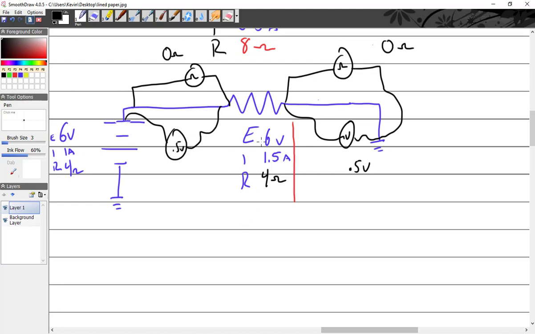Uh-oh. Well, what is the resistance of the wire? 1 volt total. About that. It's Ohm's law, E equals I times R. If I have 0.5 of a voltage drop and I have 1.5 amps of current, what is the resistance of the wire? 0.3 ohms. Is it 0.3? 0.3 ohms. Ohm's law.